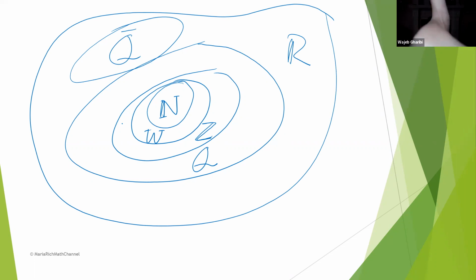There is a larger set, the complex numbers, but we are not going to explain that now.